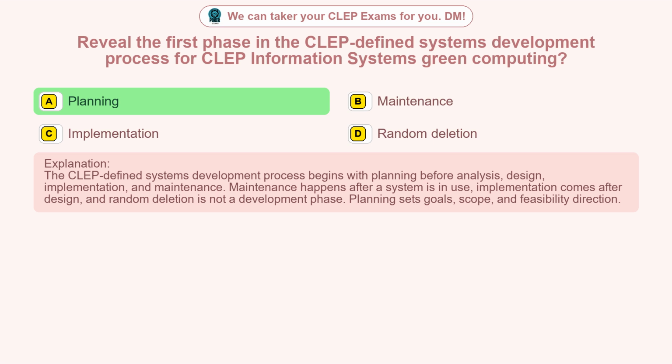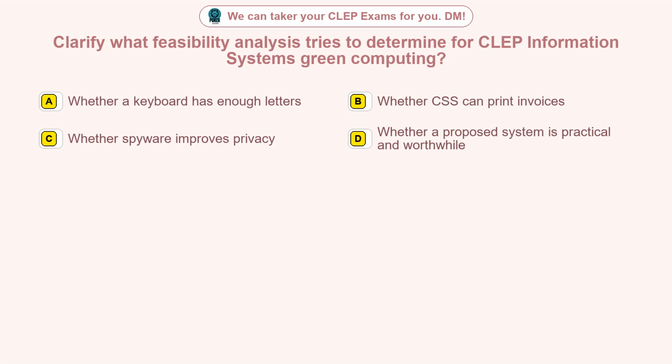Maintenance happens after a system is in use, implementation comes after design, and random deletion is not a development phase. Planning sets goals, scope, and feasibility direction. Question 65. Clarify what feasibility analysis tries to determine for CLEP Information Systems Green Computing.